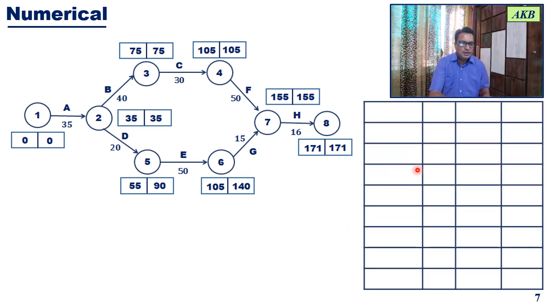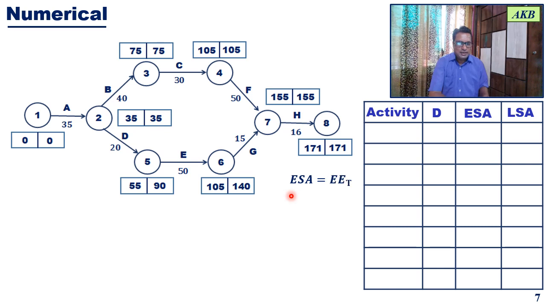Okay, so again we will prepare a small table, and what are we going to include in that table? We will have the list of all the activities, then the duration for each activity. We will calculate the earliest start time for that activity, and then the latest start time for that activity. And what are the formulae that we are going to use for this? Earliest start time for an activity will be the earliest event time for the tail event. So for example, for activity A, the tail event is event 1 and the earliest event time for that is 0.